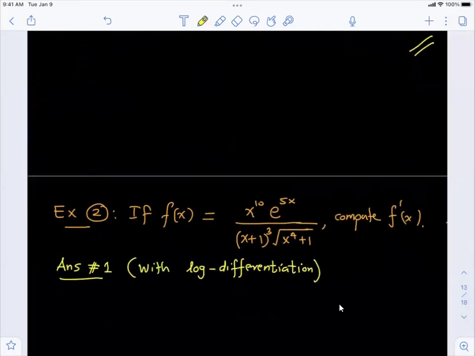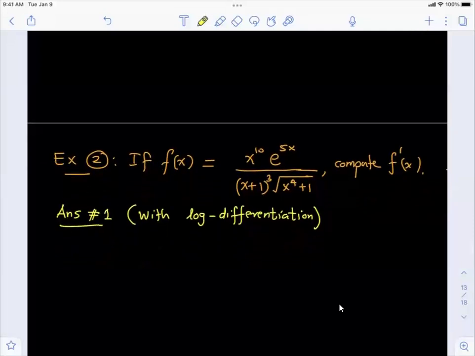Now, let's look at one more example. Example number 2. In this scenario, I do have this function.